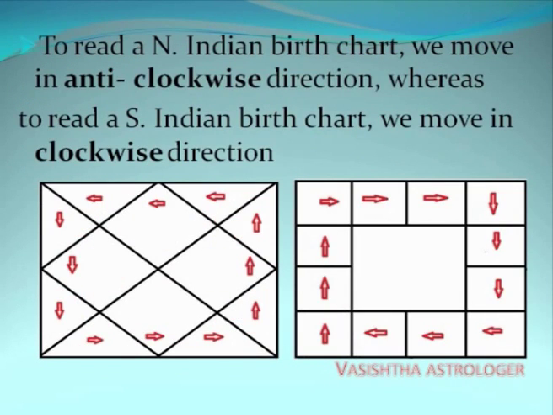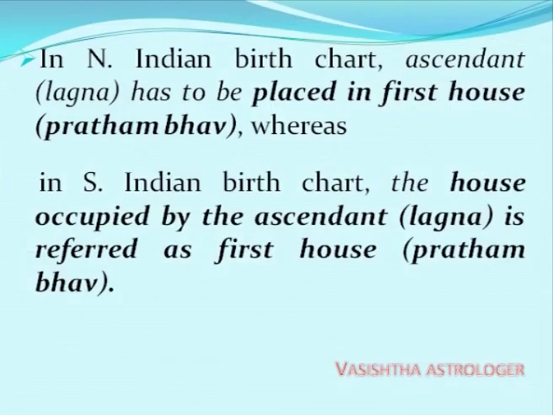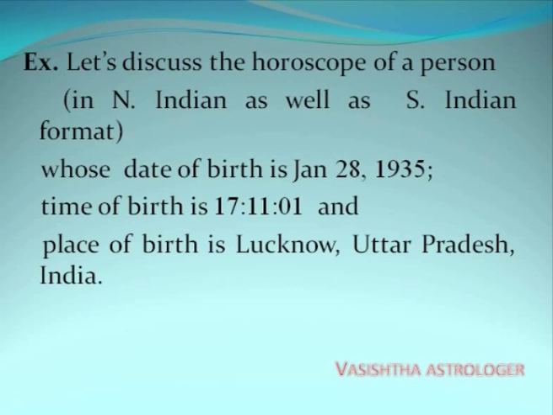To read a North Indian birth chart, we move in anti-clockwise direction. Whereas to read a South Indian birth chart, we move in clockwise direction. In North Indian birth chart, first house has a fixed position and ascendant has to be placed in that house. Whereas in South Indian birth chart, the house occupied by Lagna or ascendant is referred as first house or Pratham Bhav. Let's discuss the horoscope of a person in both the formats in detail.